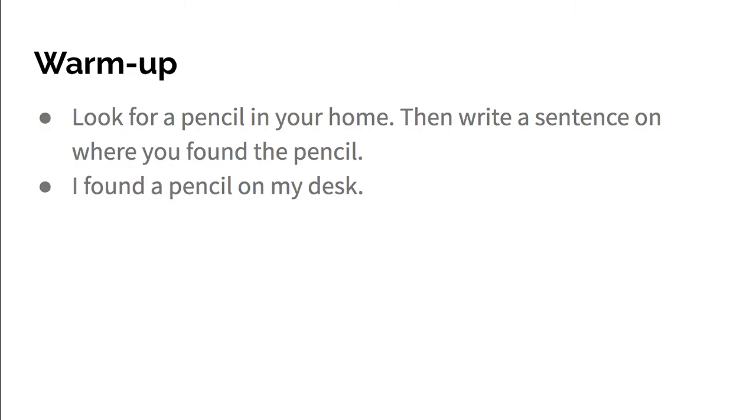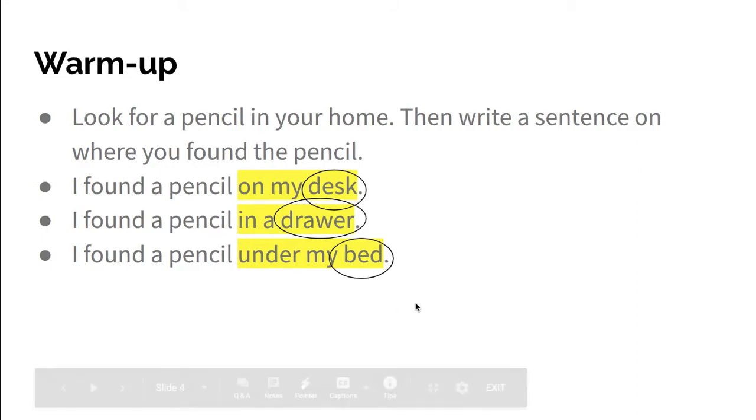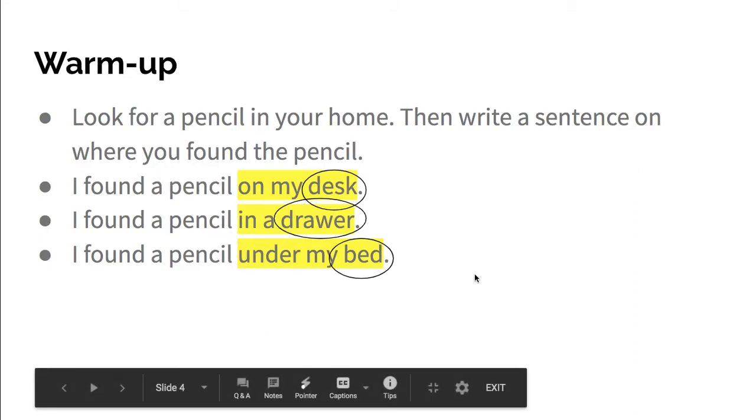Here are some sample sentences. I found a pencil on my desk. I found a pencil in a drawer. I found a pencil under my bed. So all three of these sentences have prepositional phrases: on my desk, in a drawer, under my bed. And the object of those prepositions is just the last word in that phrase. So desk, drawer, bed. So if you can understand this, understanding the lesson is going to be a lot better.